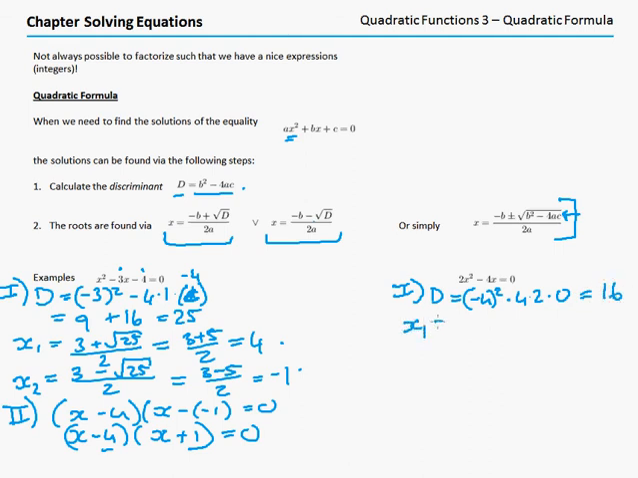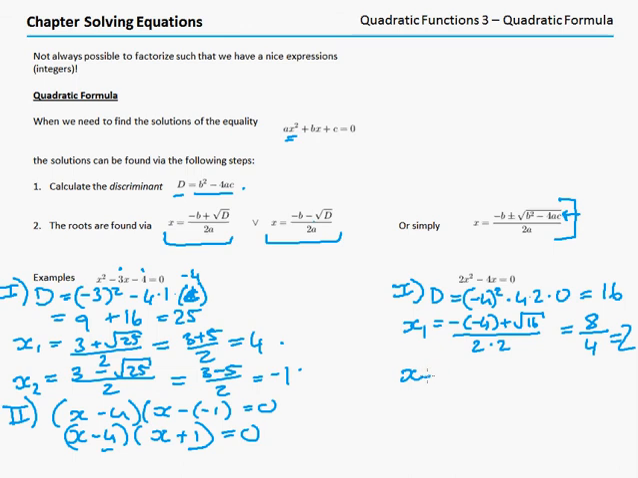Our first root, x1, is equal to minus b, so minus minus 4, plus the square root of 16, divided by 2a, so 2 times 2, which is equal to minus minus 4 is 4, square root of 16 is 4, so 4 plus 4 is 8, divided by 2 times 2 is 4, equals to 2.